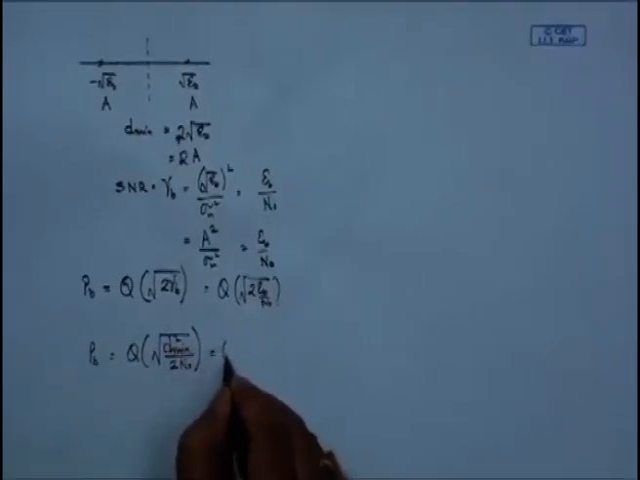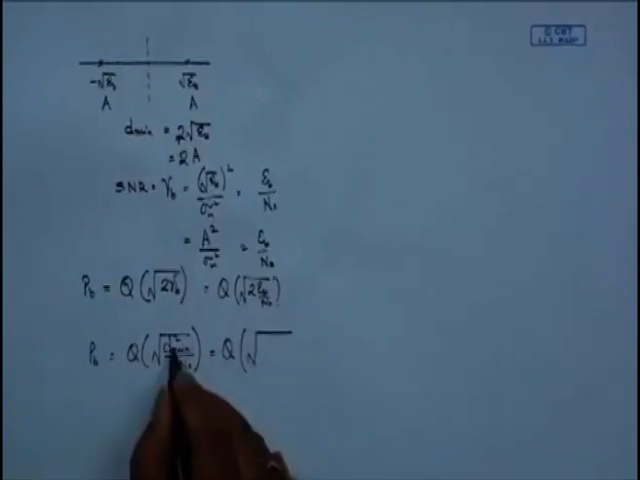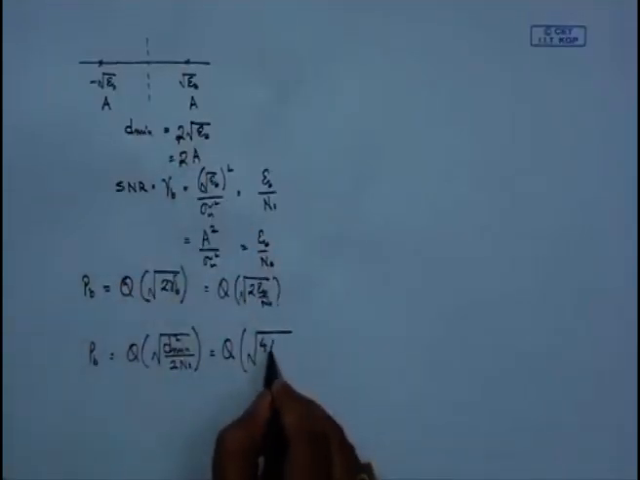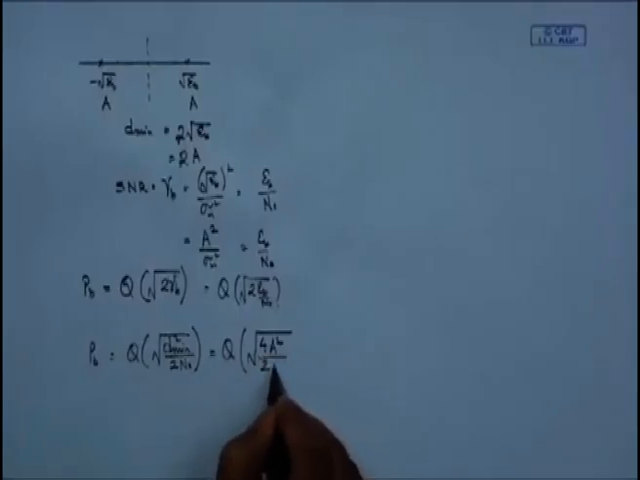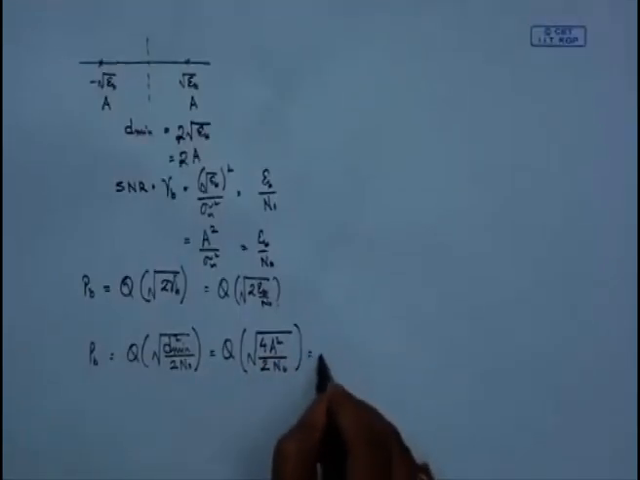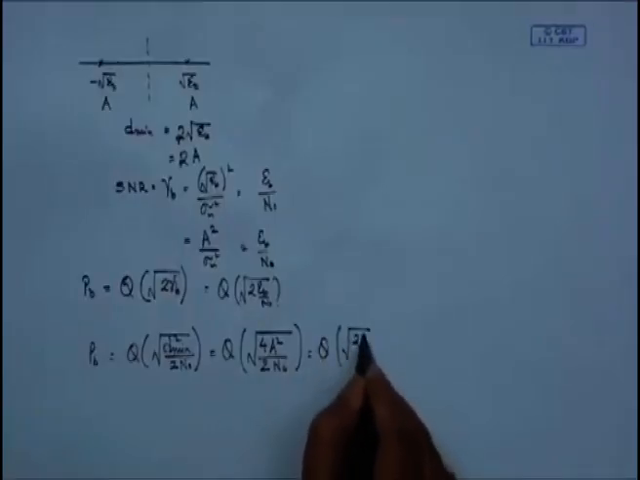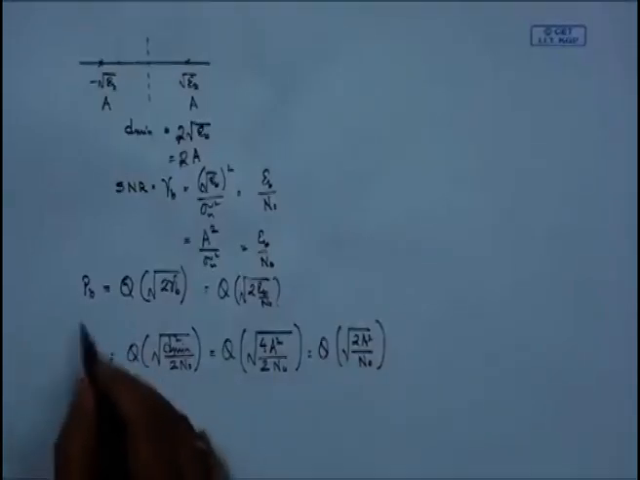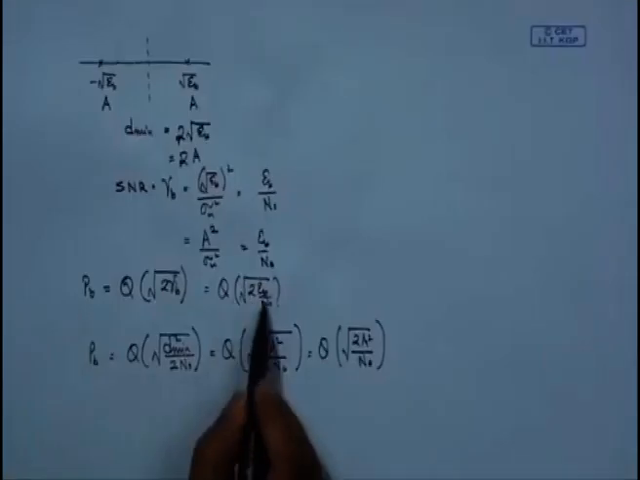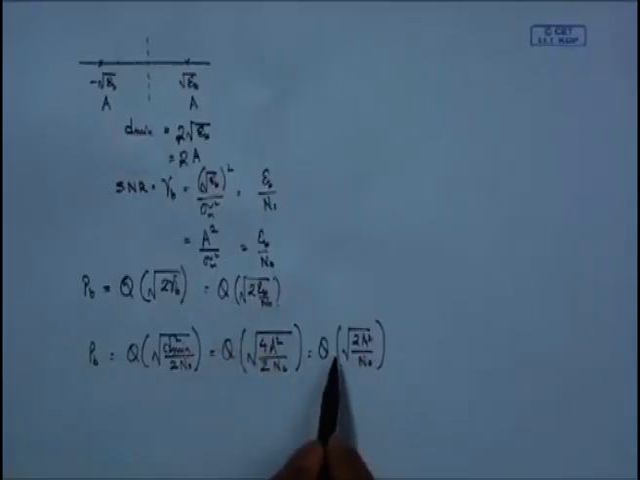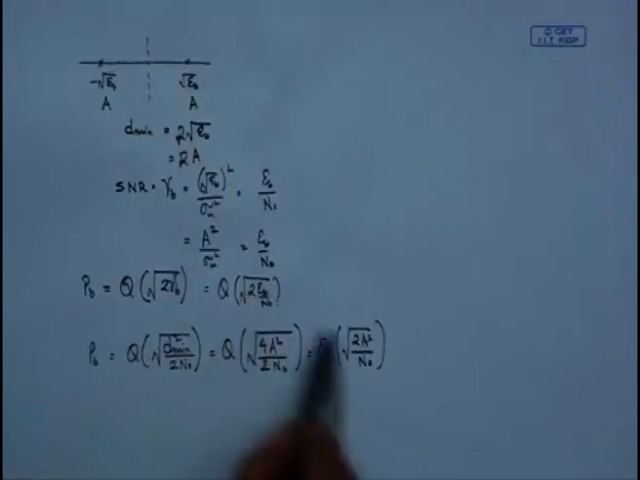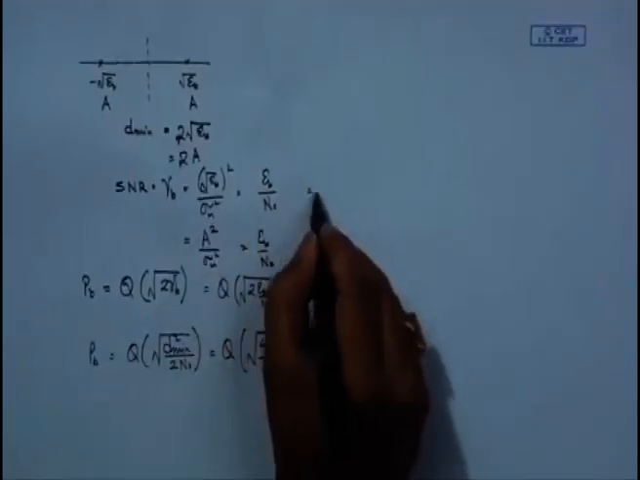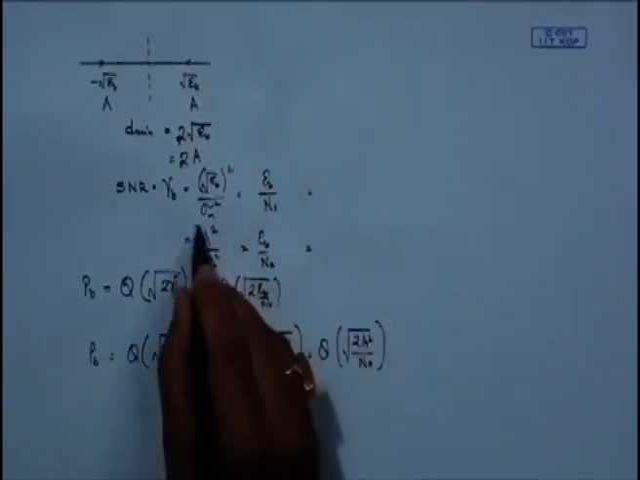So if we expand this expression, we get root of d min squared, and d minimum is 2A, that means 4A squared, divided by 2 times N naught, which is Q of square root of 2A squared by N naught. And since these probability expressions would be the same, the argument must be the same, and we also find it clearly the same if you take out 2 and 2. Eb by N naught should be equal to A squared by N naught, and we have here also Eb by N naught as A squared by N naught.